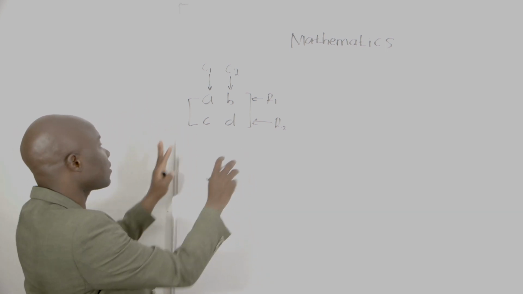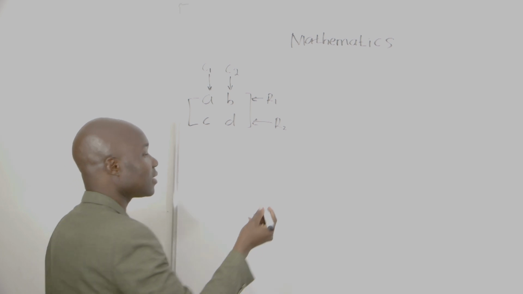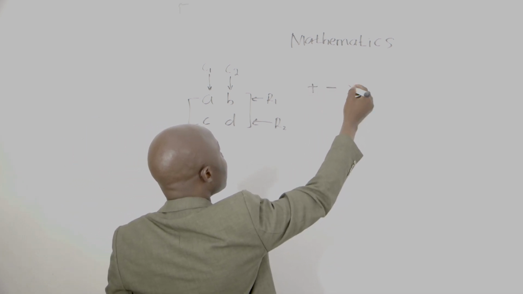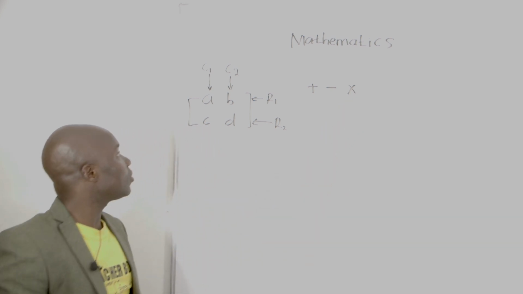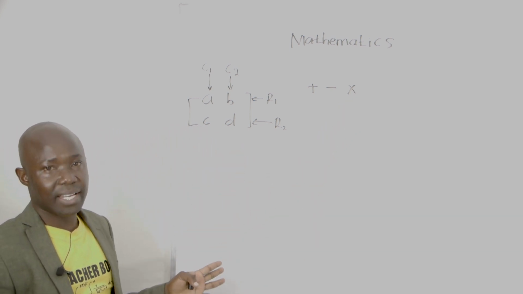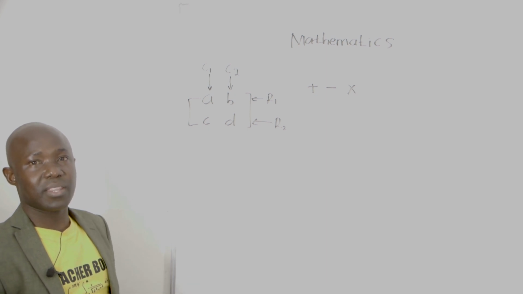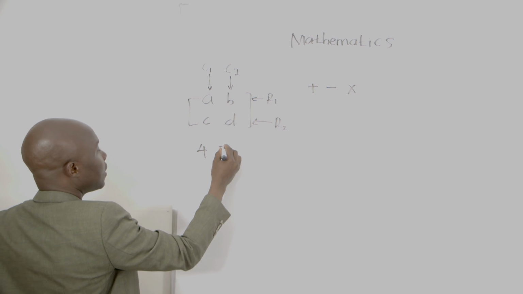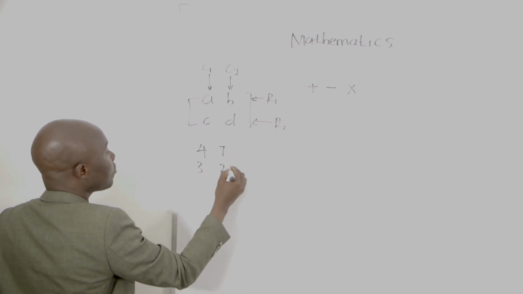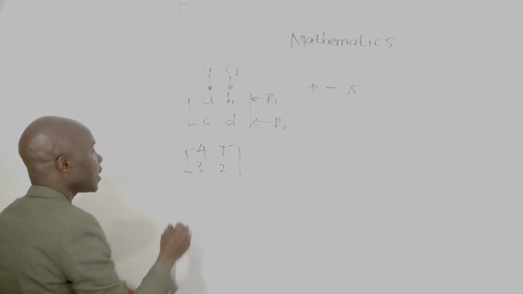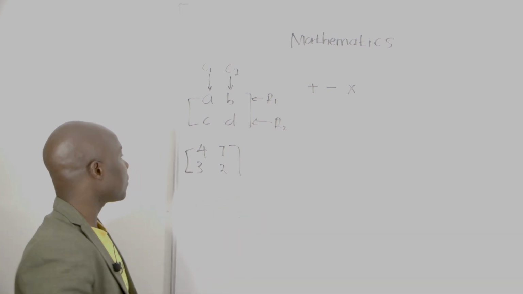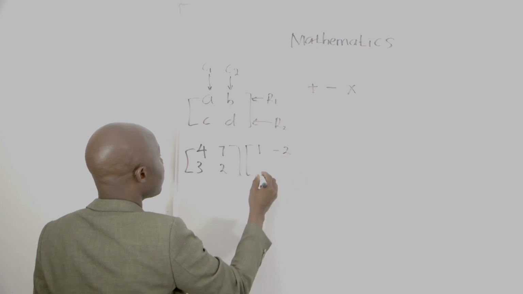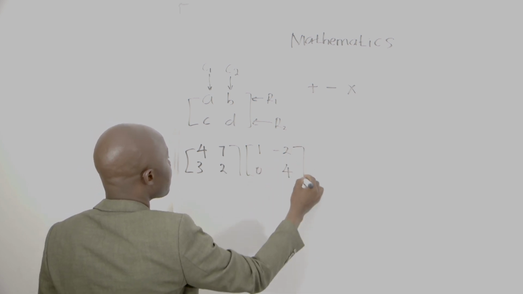Now when you have a matrix of this nature, you can be asked to add, subtract, multiply, and also to get other factors like determinants. I would start with a very simple basic. If I give you 4, 7, 3, and 2, if this is a matrix, then you multiply with another matrix. An example 1, -2, 0, and 4.